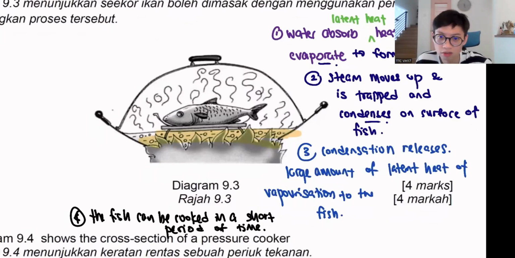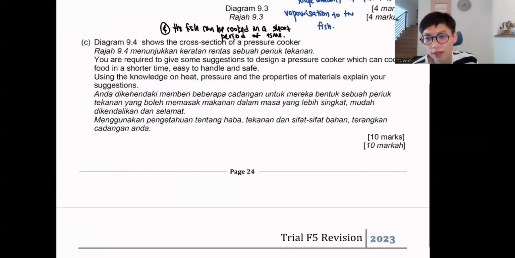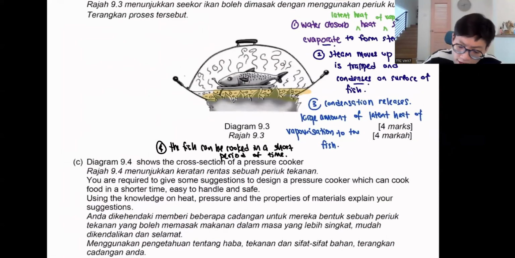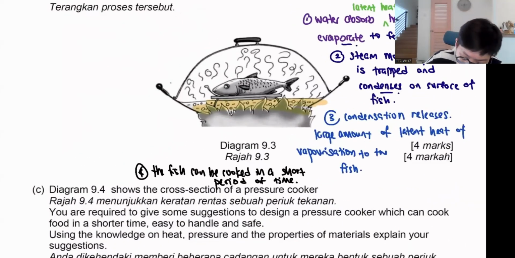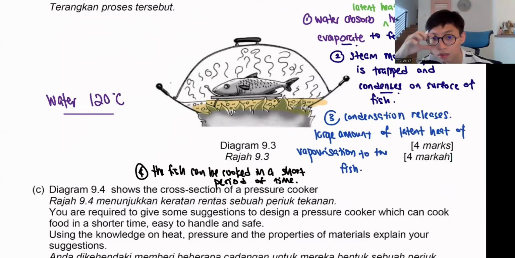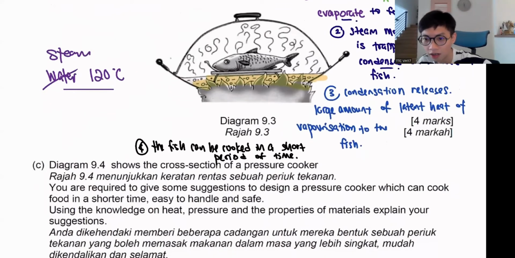Okay, next. We go to page 24. Why does steam have a higher temperature than water? Of course. Okay, I ask you simply: if water is at 120 degrees Celsius, does this statement have a problem or not? Yeah. Because this will become steam already, that's why steam of course has a higher temperature than water.